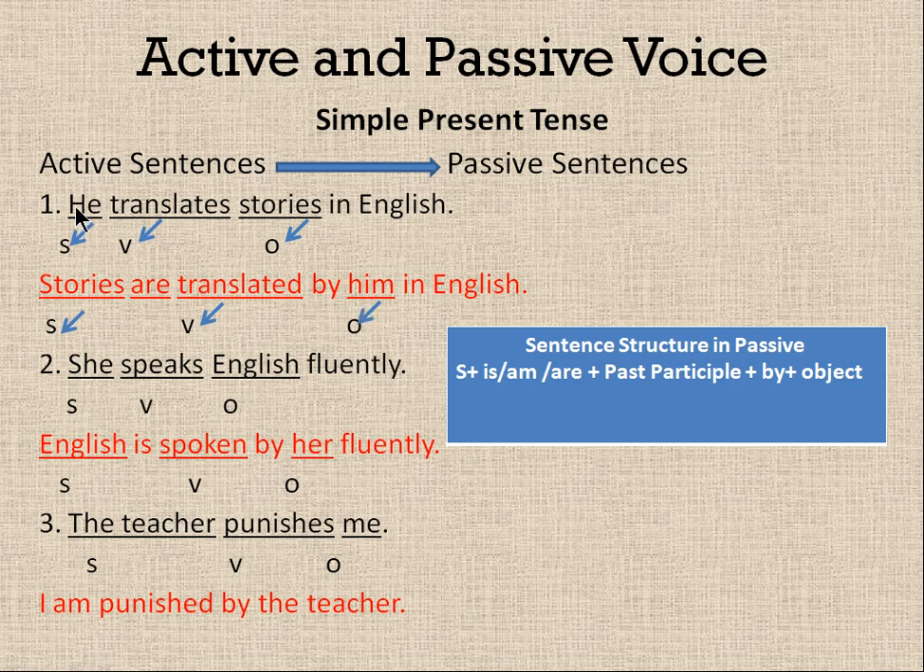He, which was the subject of the active sentence, has become the object of the passive sentence here, and we have added in English, which is given at the end of the sentence.